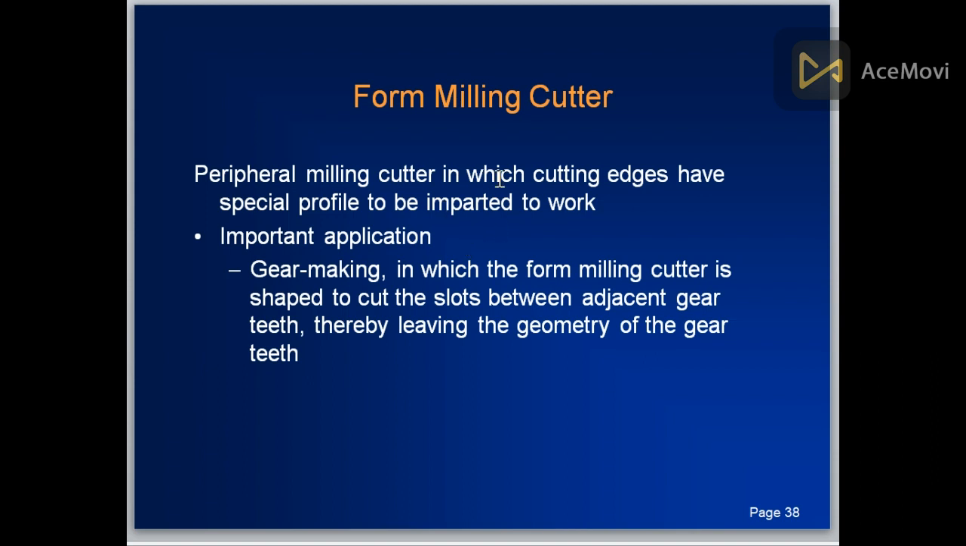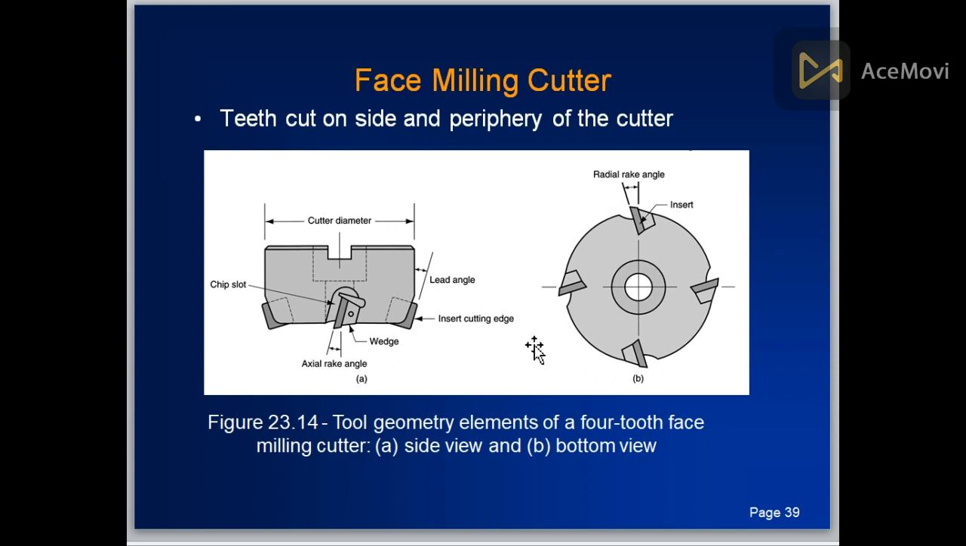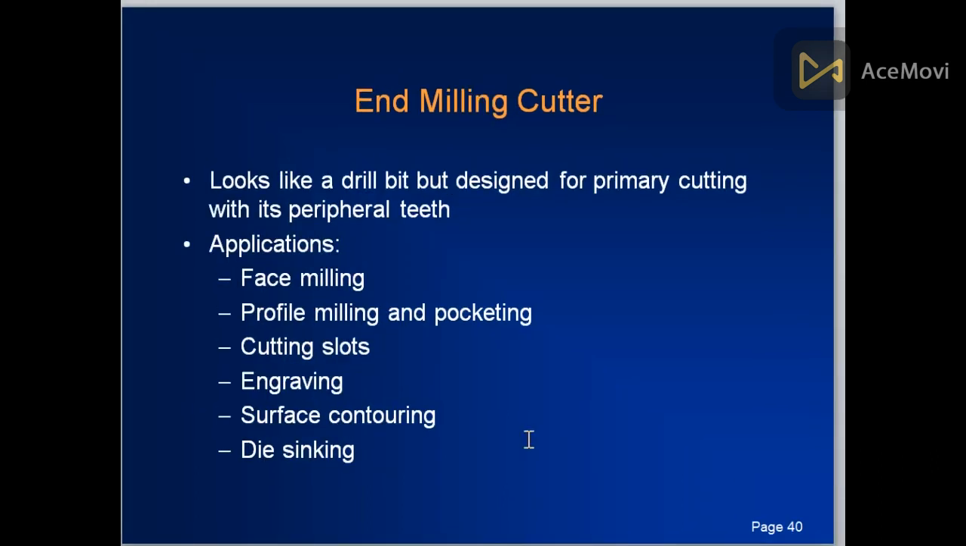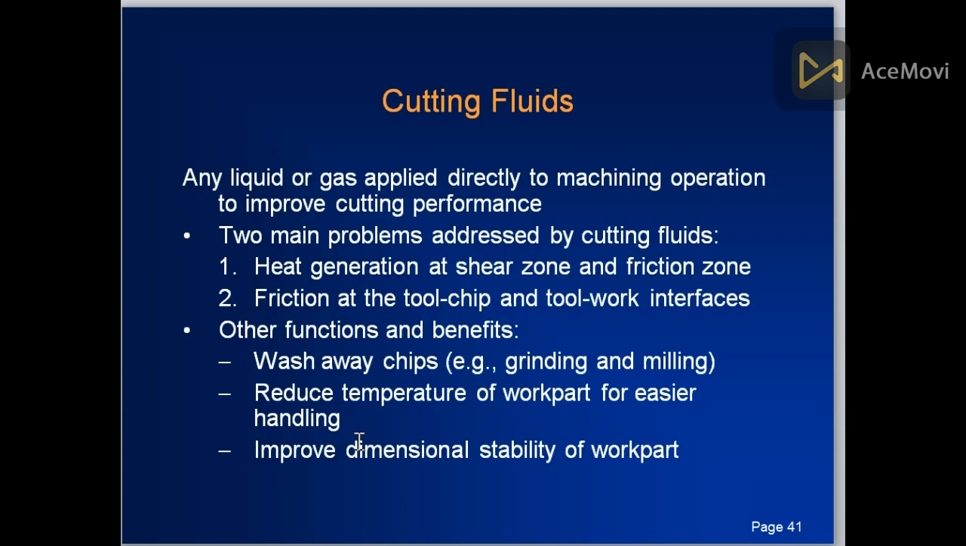Form milling cutter, peripheral milling cutter, in which the cutting edges have some spatial profile to be imparted on the work. Gear making, in which the form milling cutter is shaped into slots between adjacent gears. This is the face milling cutter, teeth cut on the side and periphery of the cutter. The end milling cutter looks like a drill bit but is designed for applications such as face milling, profile milling, and pocketing, cutting slots, engraving, surface contouring, and die sinking.